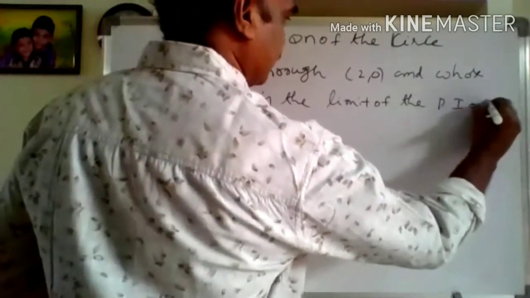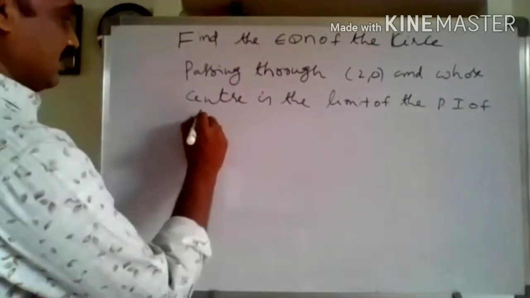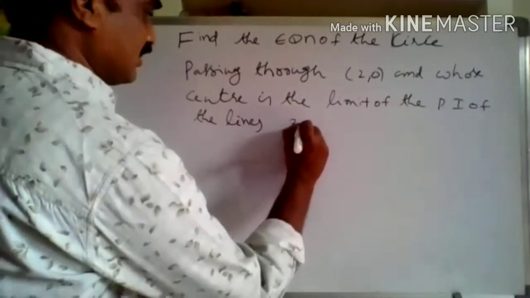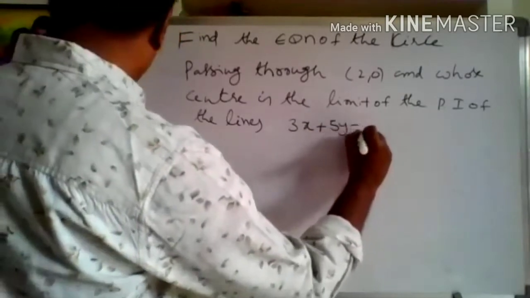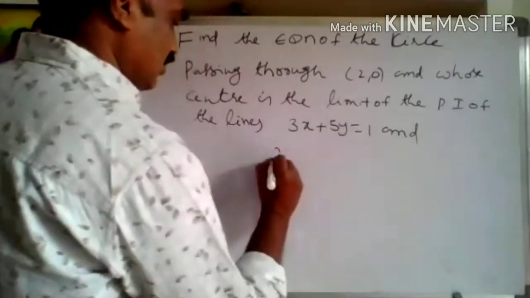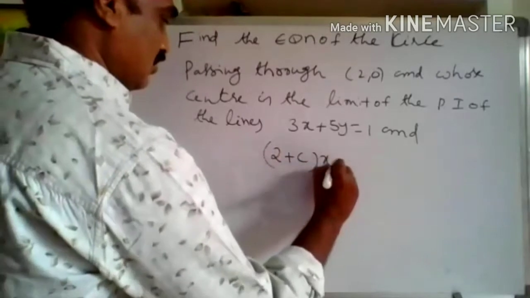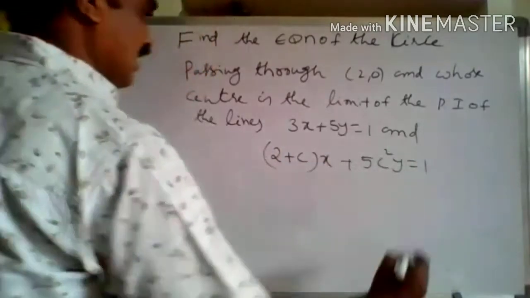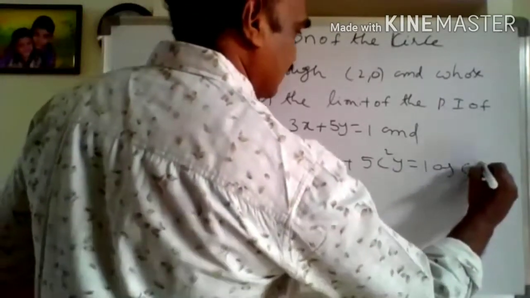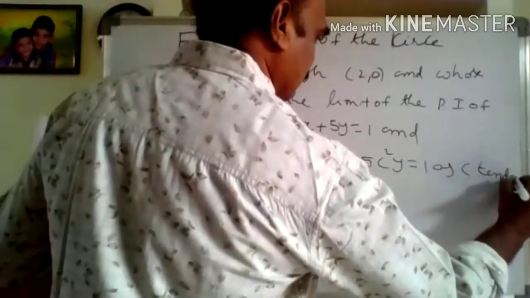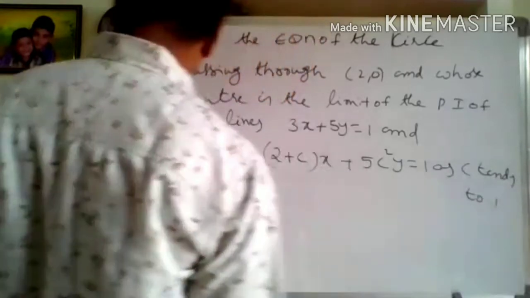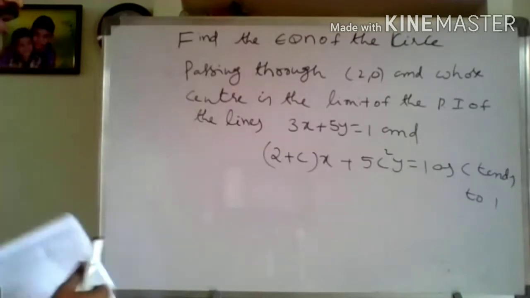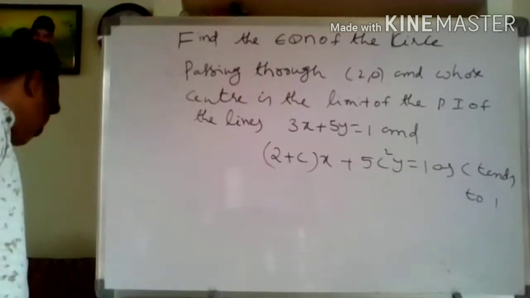point of intersection of the lines 3x + 5y = 1 and (2 + c)x + 5c²y = 1 as c tends to 1. Find the equation of the circle passing through (2, 0).